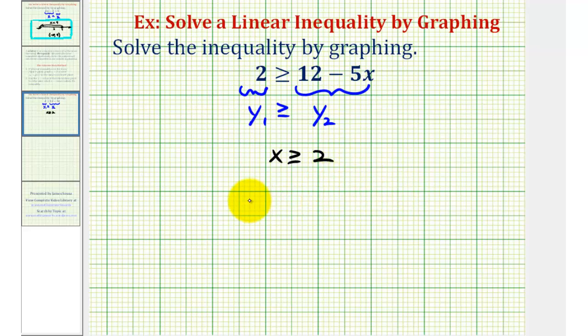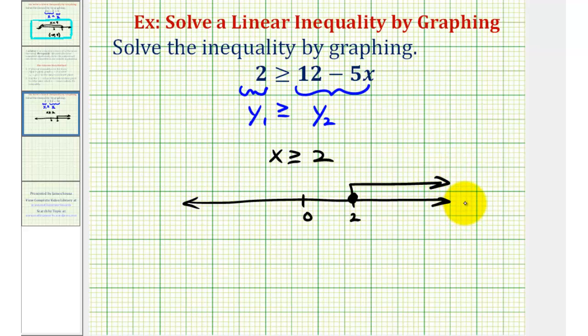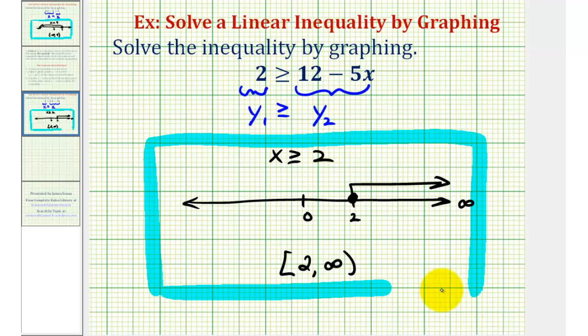Let's go and show the graph of this on the number line. This time we include positive 2, so we'll make a closed point on positive 2. And x is greater than or equal to 2, so the arrow goes to the right, approaching positive infinity. So using interval notation, we'd have the interval that's closed on positive 2 to positive infinity. It's always open on infinity. So again, we've expressed the solution in 3 ways, using an inequality, using the number line, and using interval notation. I hope you found these 2 examples helpful.